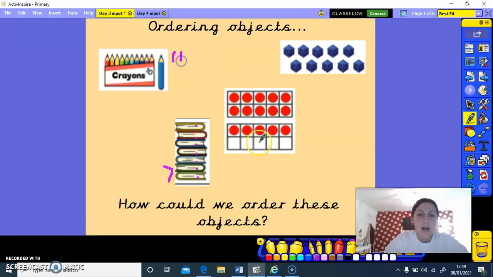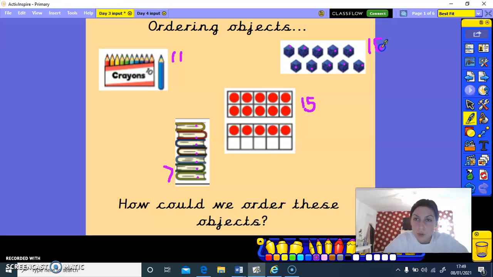And then let's count the Numicon. This is one lot of 10 here. And then I've got 1, 2, 3, 4, 5. So I have got 15 here. This is representing 15 with the one lot of 10 and the 5 ones. And then here I've got 1, 2, 3, 4, 5, 6, 7, 8, 9, 10.